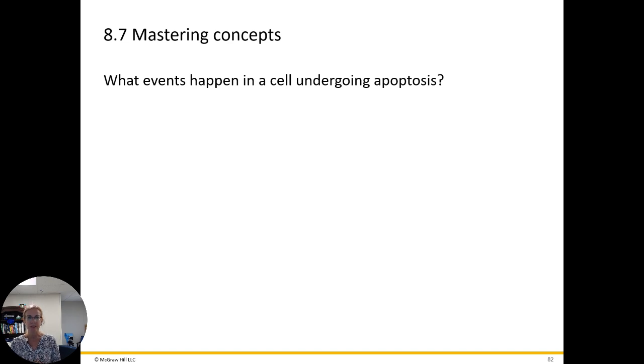So what events happen in a cell undergoing apoptosis? We looked at those. Remember, there's a signal molecule that indicates that that cell is programmed to die. The executioner proteins are going to break down the cell into fragments, and then immune cells will use endocytosis to consume those cell fragments.